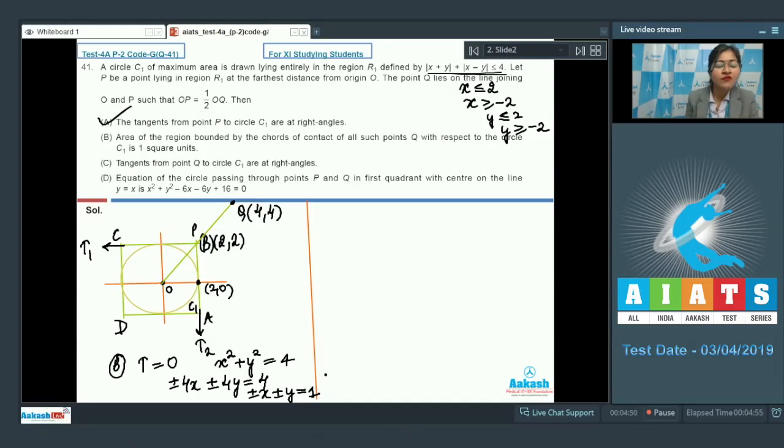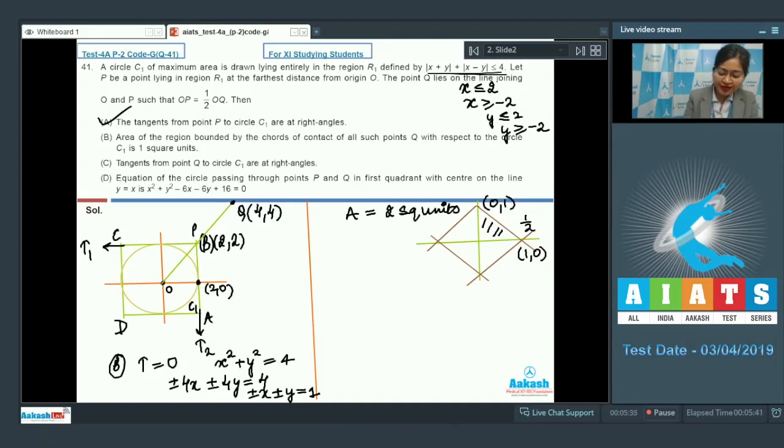We have to find the area of the region bounded by these 4 lines. Now, let's plot these 4 lines. It will be like this. It will be a square cutting the x-axis at (1, 0) and the y-axis at (0, 1). So the area of this triangle will be half into base into height, that is half. So the area of the whole region will be 4 times 1/2, that is 2 square units. But in option 2, the area given is 1. So this option is incorrect.